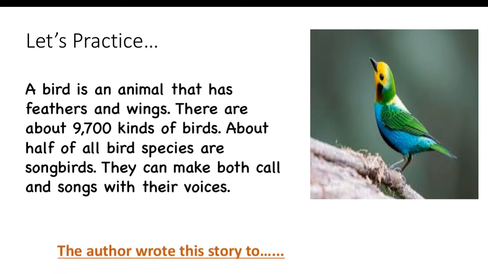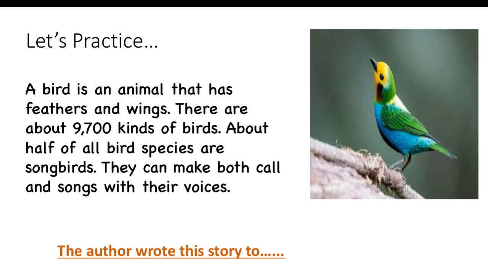What is the author's purpose for this story? A bird is an animal that has feathers and wings. There are about 9,700 kinds of birds. Did you know that there are 9,700 kinds of birds? And did you know that about half of all bird species are songbirds? That means they are singing songs, and they can make both calls and songs with their voices.